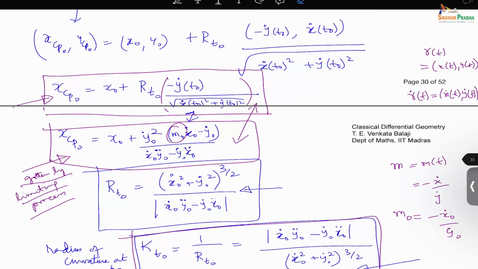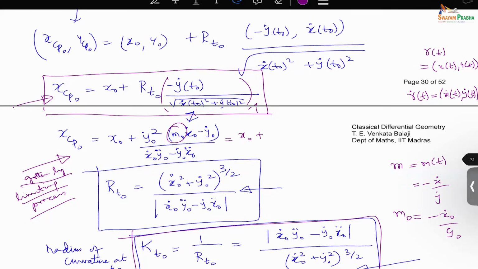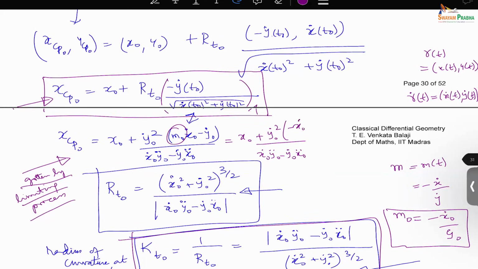so let me write this. Let me erase this and write it here. So this is going to be x naught dot squared plus y naught dot squared, divided by this expression, which is x naught dot y naught double dot minus y naught dot x naught double dot. That is the expression below. m naught is going to be this, so you plug this in. Okay, so I will get minus x naught dot by y naught dot times x naught dot. Okay, so let me write that carefully.